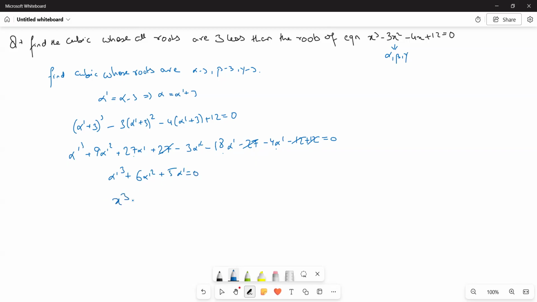So the required cubic would be x cubed plus 6x square plus 5x is equal to 0. Is everyone clear with this?